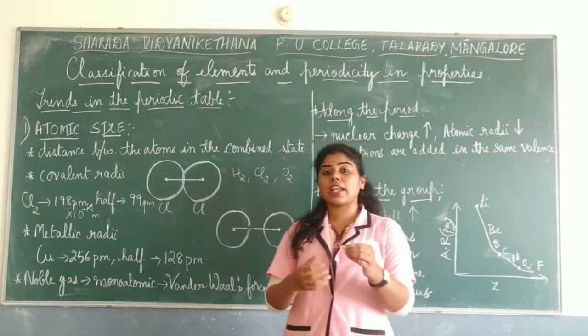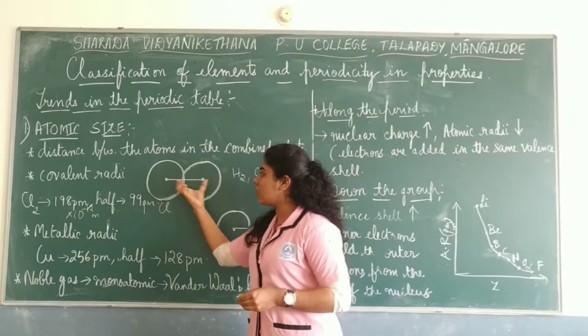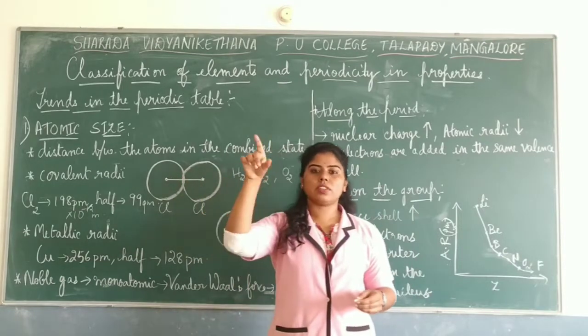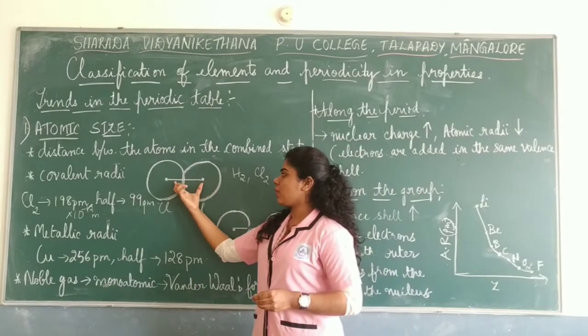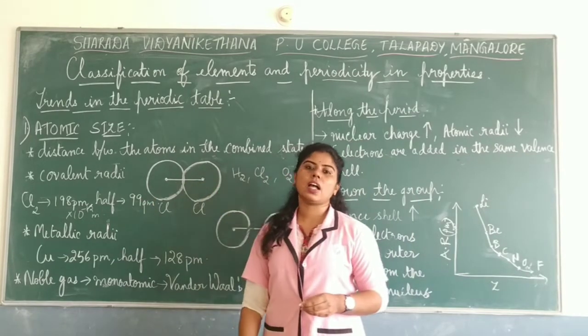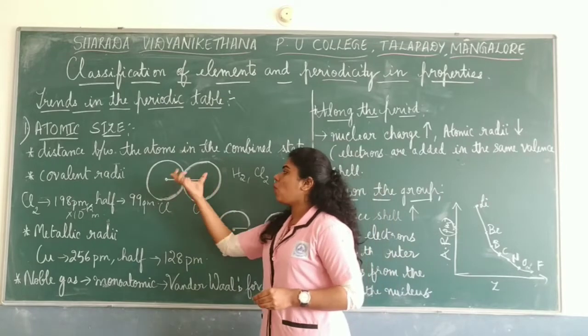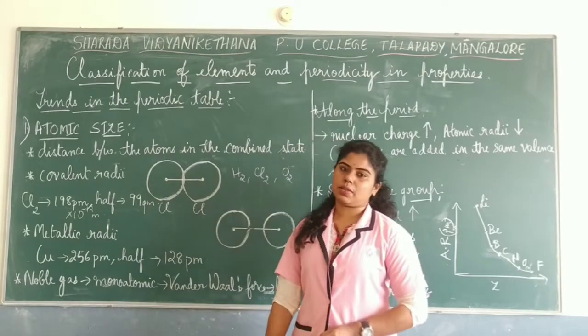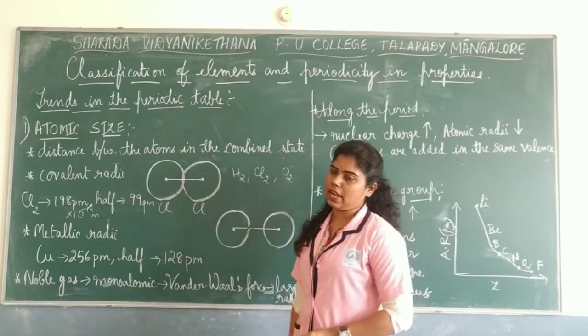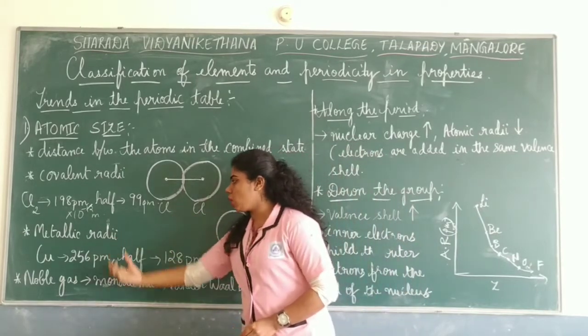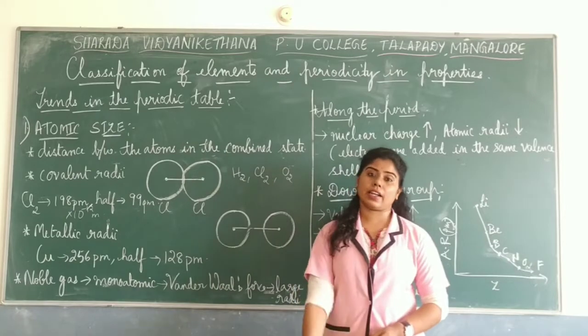So covalent radii is half of the distance between the two nuclei of the atoms. When you take half of it, you get the radius, only in covalently bonded atoms. That's why you call them covalent radii. The second one is metallic radii.